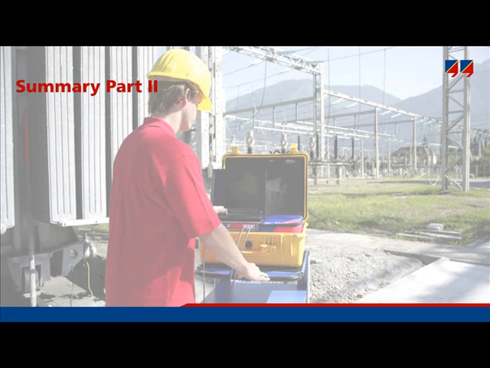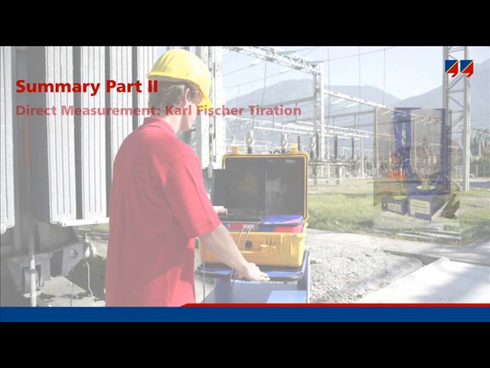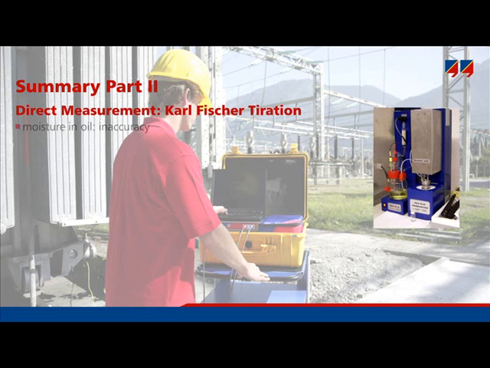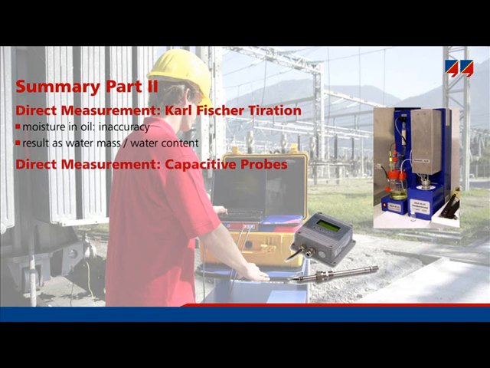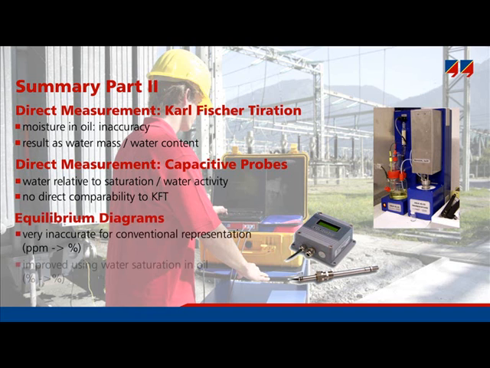Now we have a summary of Part 2, the titration method according to Karl Fischer, which delivers moisture content in oil or in paper. In particular, this section shows how results can be affected by a lot of external factors, and why it is difficult to compare results from different laboratories. The use of capacitive probes as an alternative approach. Using capacitive probes to measure water relative to saturation, and the resultant improved reliability and comparability. Equilibrium diagrams, and why they are very inaccurate for the conventional representation using moisture content in oil in ppm, but identifying why they are reliable if they use water saturation in oil.